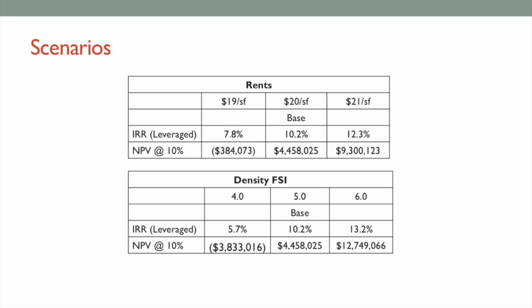If my base case is 10.2%, okay, what happens if the market gets better? It goes up to 21 bucks, this goes up in value. If it goes down to 19, that's where the risk is. So the developer wants to understand what's the risk associated with it. Same with density. If they get a density bonus, it goes up. What happens if there's downzoning? So it goes from 10.2 to 5.7. So just a way to assess the impact of planning measures on development outcomes is useful as well.